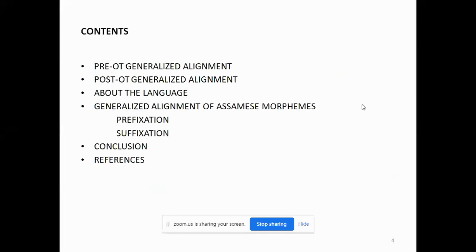This is the content of my paper: the pre-OT generalized alignment, post-OT generalized alignment, about the language, generalized alignment of Assamese morphemes, prefixation, suffixation, conclusion, and references.